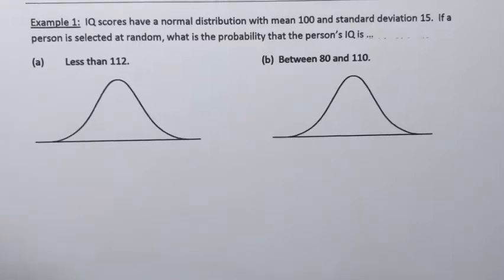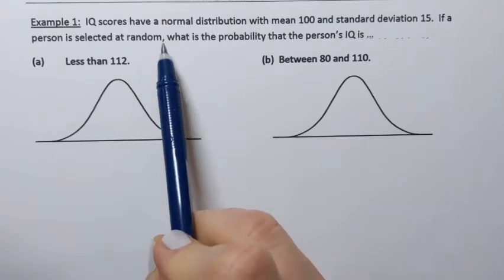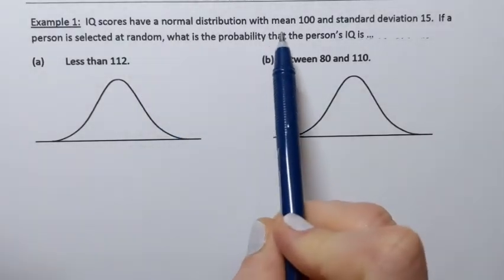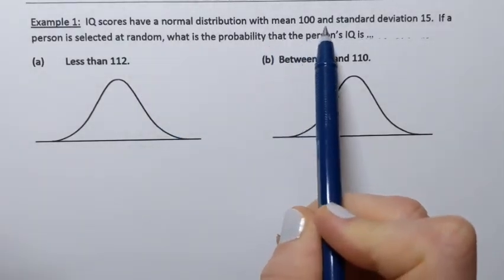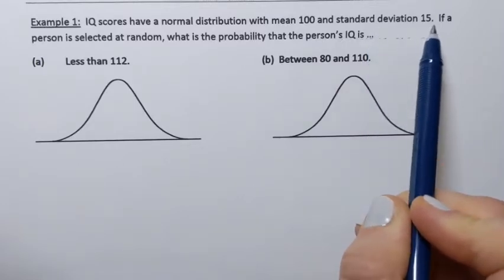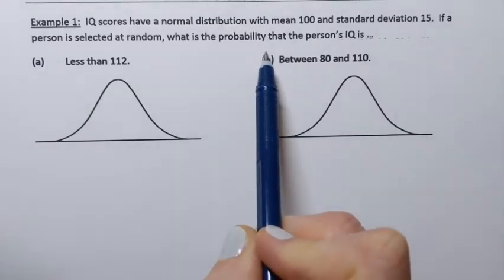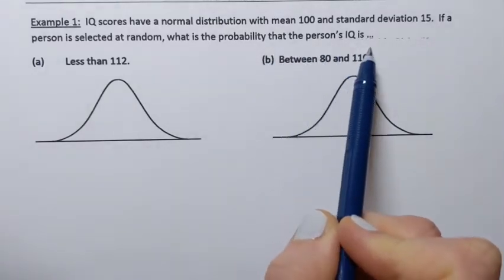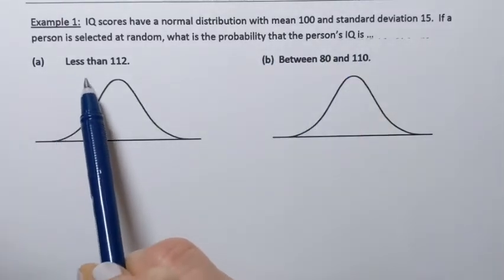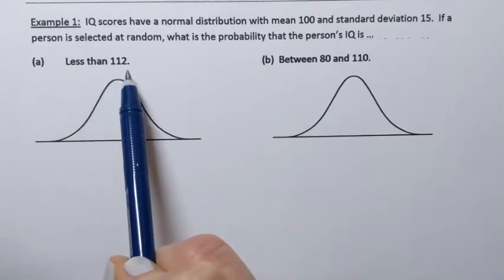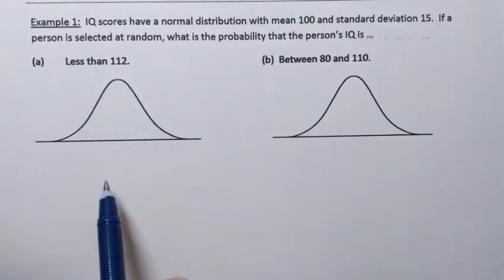Now, in this example, it says that IQ scores have a normal distribution with the mean 100 points and standard deviation 15. If a person is selected at random, what is the probability that the person's IQ is, and the first part is less than 112 points? Well, let's make some notes first.